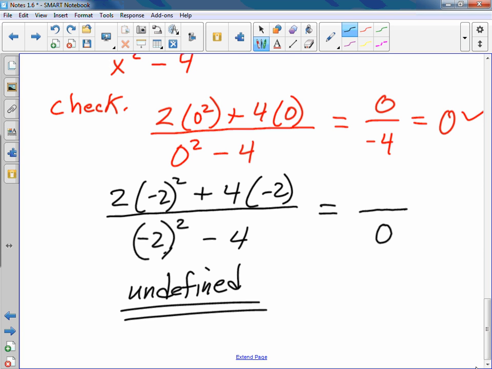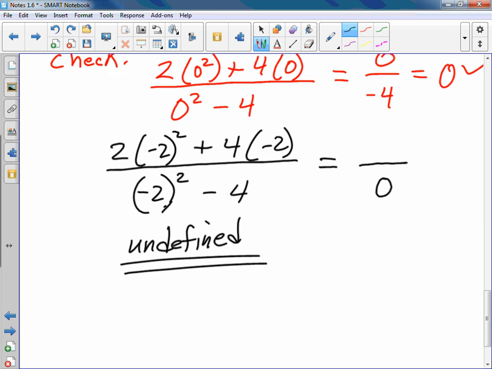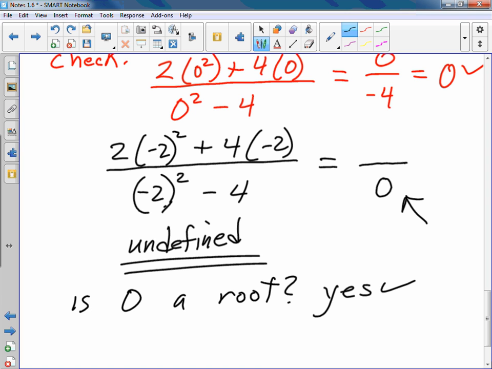So, what does this mean then? Okay? What does this mean? Is 0 a root? Is 0 a root? Yes. Okay? When you see anything divided by 0, it's Danger Will Robinson.